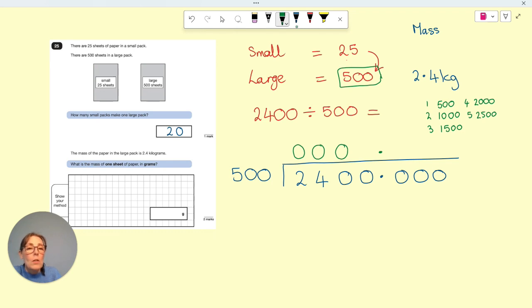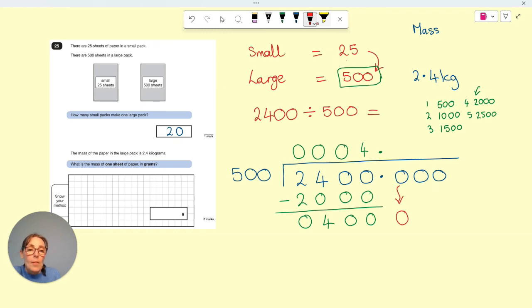So we want this one, don't we? We know 4 lots of 500 fit into 2,000. So we take off what we've done. 4 take away 0 is 4, and 2 take away 2 is 0. So we've got 400 left. So that's 100 less than the 400 that we need. So let's bring this down.